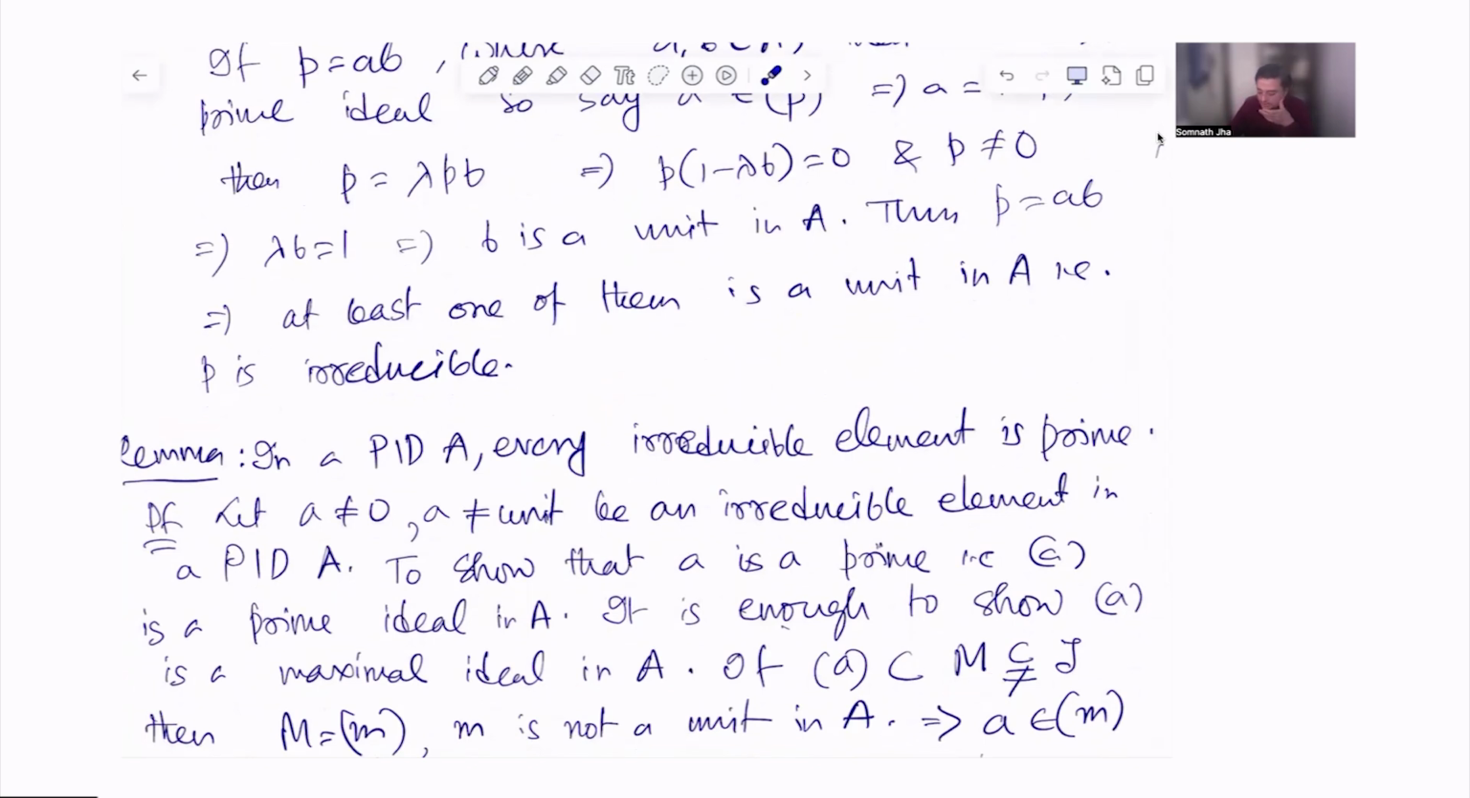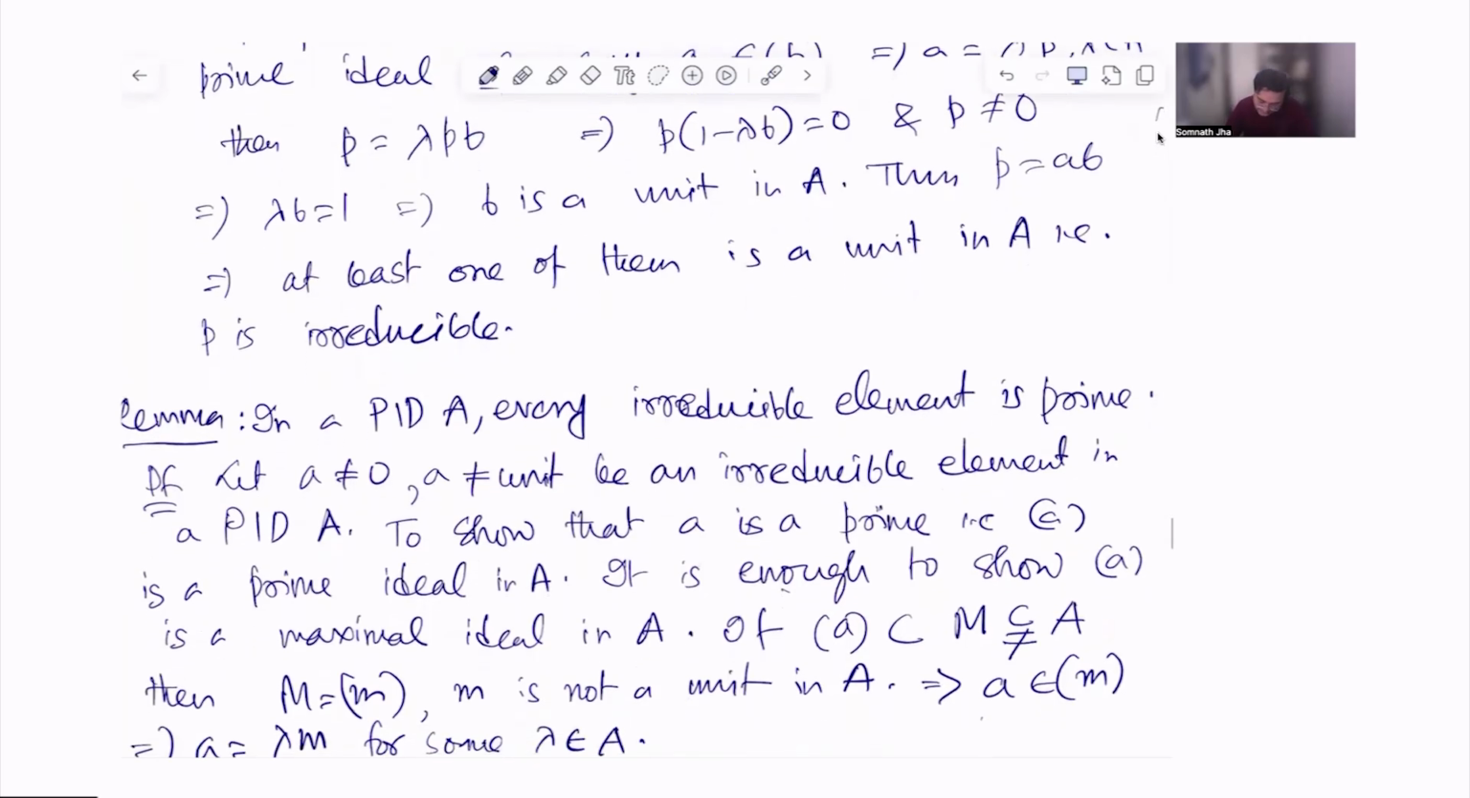Is the ideal A strictly contained in M? Suppose A is contained in M and M is not equal to the whole ring. Then I have to show M is equal to A. Because it's a PID, M is the maximal ideal. So we have to show that the ideal A is a maximal ideal. Suppose A is not a maximal ideal, so it's contained in M, and M is not equal to the whole ring.